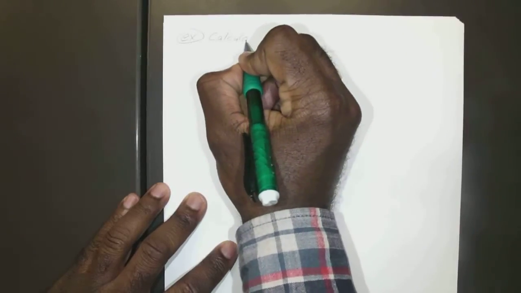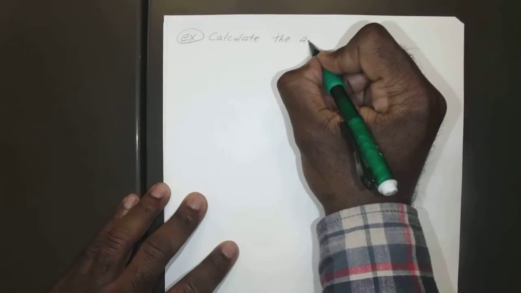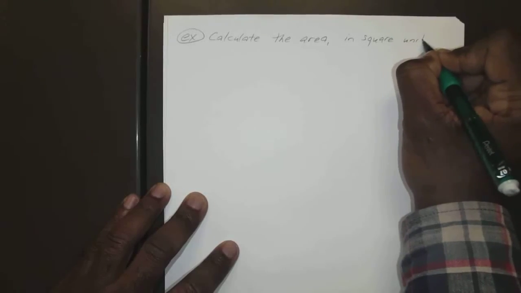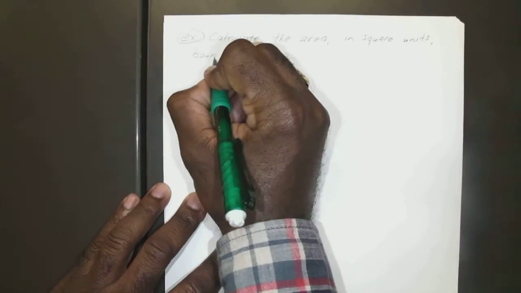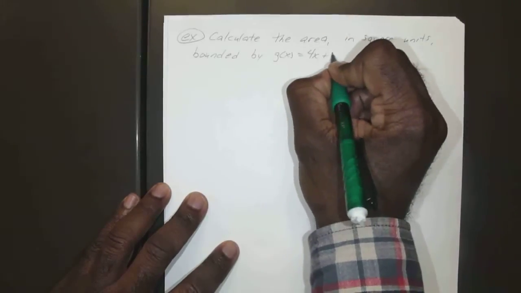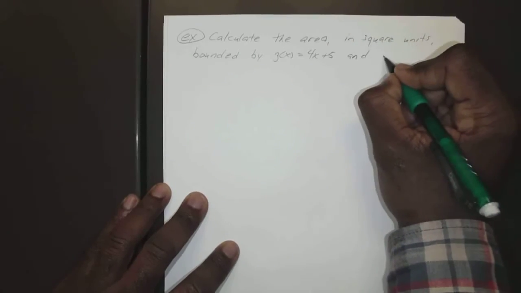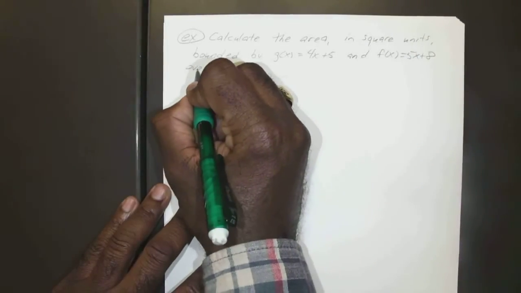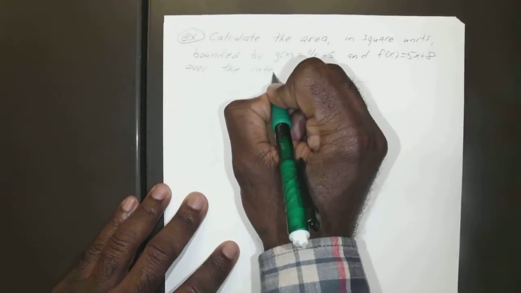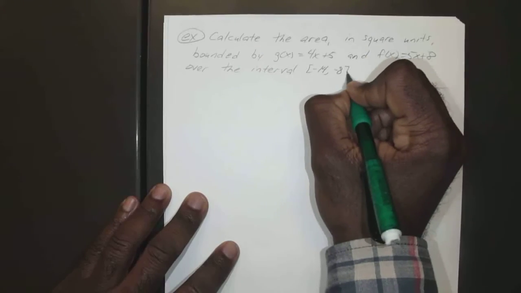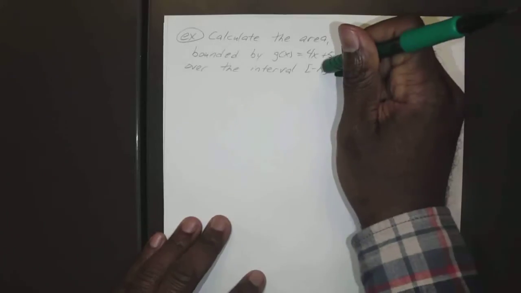Okay, so let's say, for example, we want to calculate the area in square units bounded by g of x equals 4x plus 5 and f of x equals 5x plus 8 over the interval -14 to -8. Oh, let me clean up that -14 a little bit.